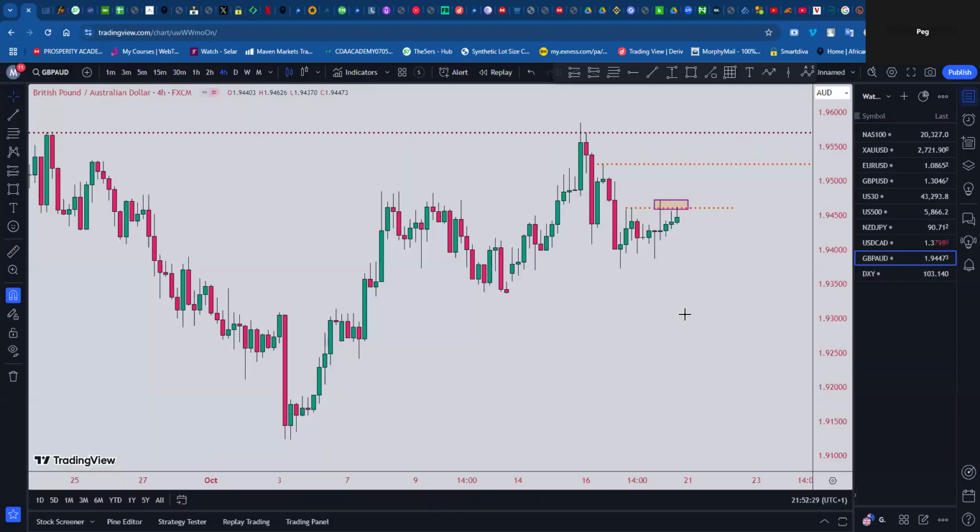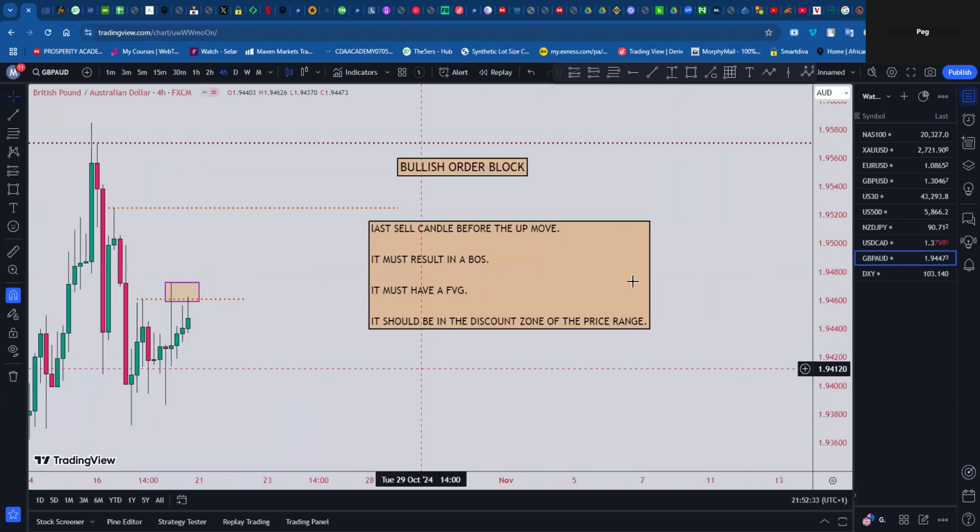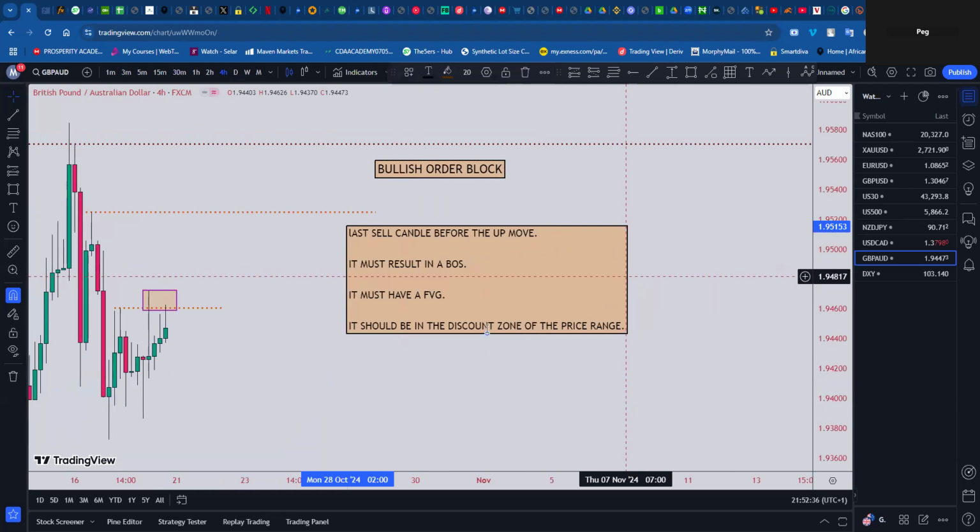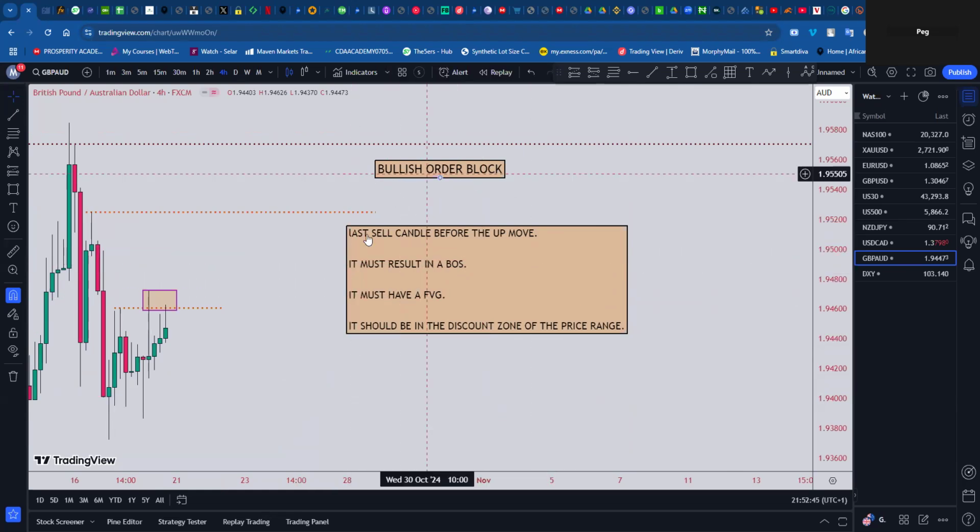Let me go back to the characteristics I mentioned of a bullish order block. You know that for a bearish order block, we'll be looking at the opposites. Okay. You know that, don't you? Yes. So for a bullish order block, we have the last sell candle before the up move. So for a bearish order block, that means we have the last buy candle before the down move. Take note, I didn't say the last bullish. I didn't say the last bearish. I said the last sell candle.